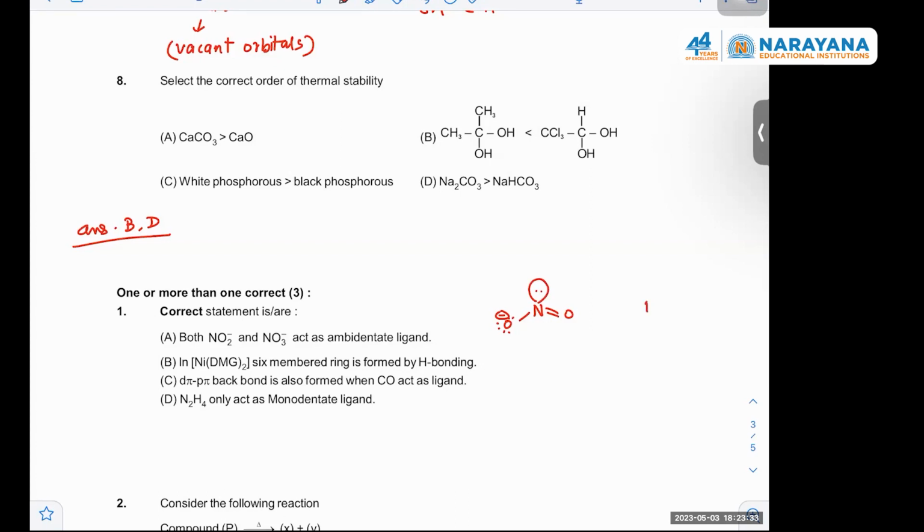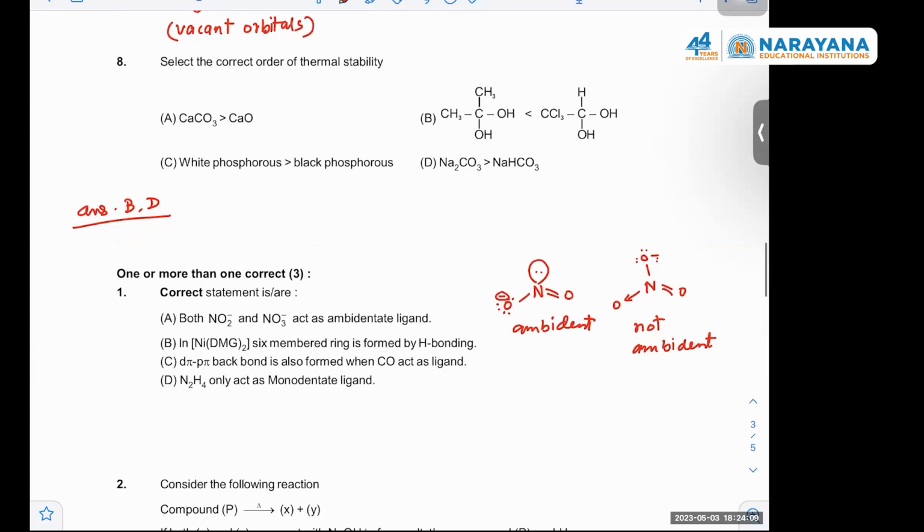But in case of NO3, only one donor site is there, which is oxygen. Nitrogen is not the donor site. Okay. So NO3 is not ambident. It is monodentate only and cannot show linkage isomers. And NO2 minus is ambident. Okay, so statement A is wrong.